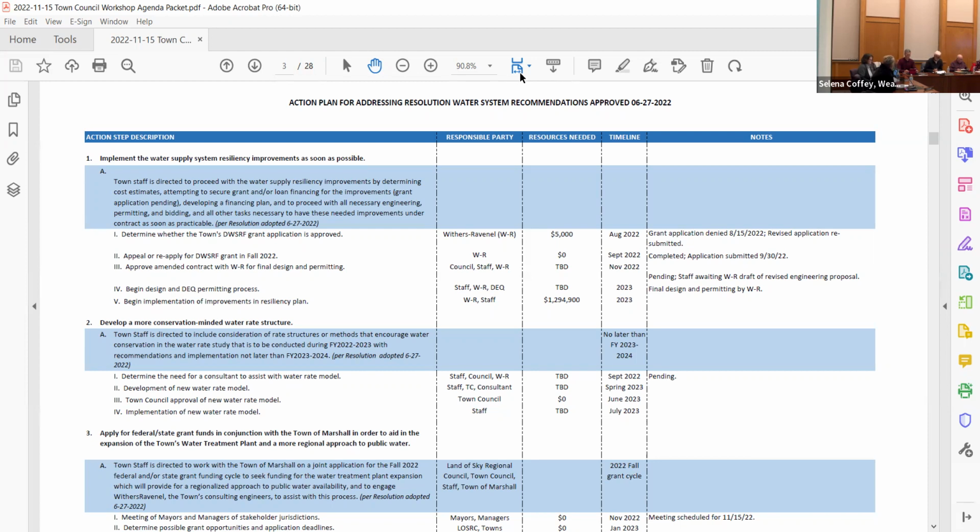Number 2 is pending, and that is the development of a conservation-minded water rate structure. That is, of course, pending a number of items as far as where town council wishes to go with the remainder of the elements of this action plan that we'll go through as we move along. Number 3, I will refer to the mayor to report back on a meeting that we had with all of the jurisdictions that we have been referencing in our regional approach. So, Mr. Mayor, if you want to give that back.